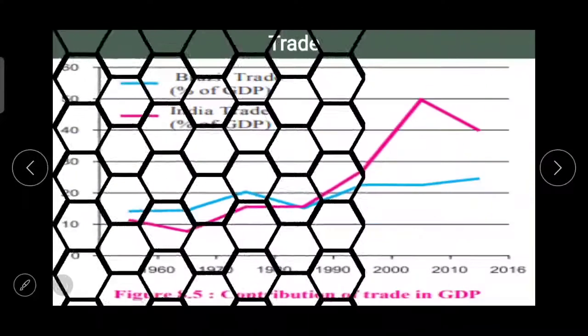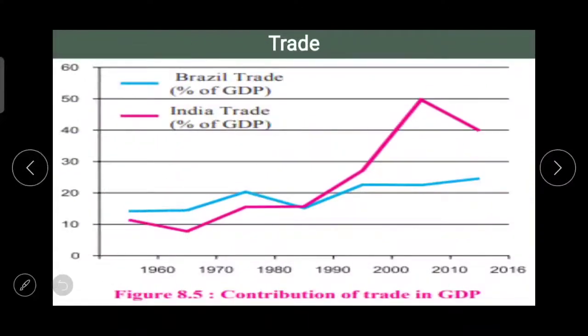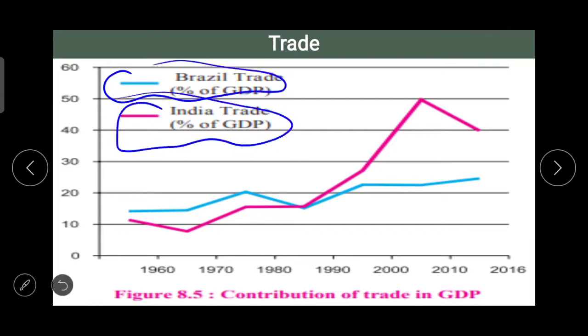Indian companies set up industrial centers all over Brazil and invested a lot of capital. Here on the screen you can see figure 8.5, which is of contribution of trade in GDP. So this line is of Brazil and this is of India. So by observing this you can understand the contribution of trade in GDP.